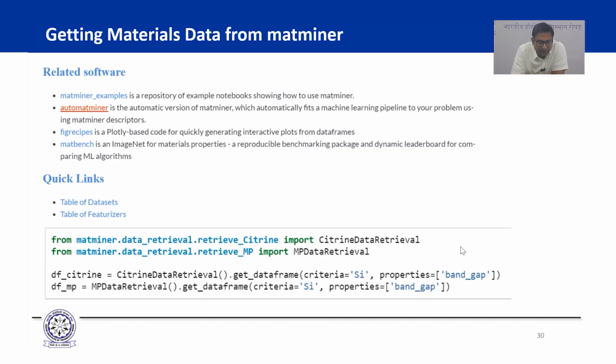Now here, I would just like to illustrate how you are going to retrieve the data from different places. All you need to do is import MatMiner's data retrieval function, and after that you start putting whatever type of criteria you want. So here the example is that of datasets which contain compounds and alloys containing silicon, and what we are trying to find now is the band gap. As you would have guessed, this is something which would be really useful if you want to do some materials informatics related to semiconductors.